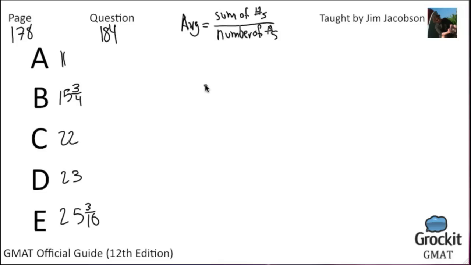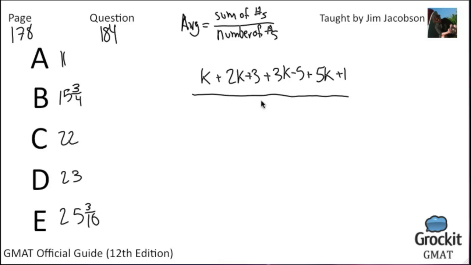So we need to figure out the sum. We have k plus 2k plus 3 plus 3k minus 5 plus 5k plus 1. And we have four numbers total: k, 2k plus 3, 3k minus 5, 5k plus 1. Four numbers, divided by 4, that equals 63.